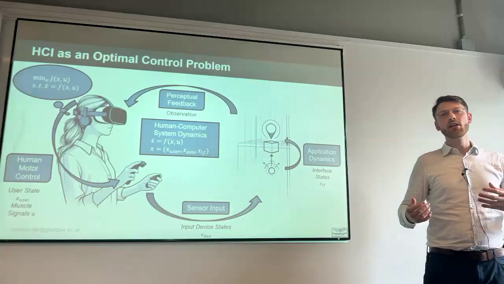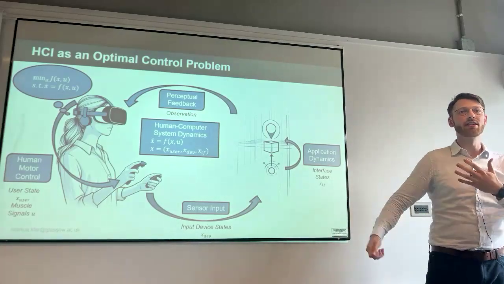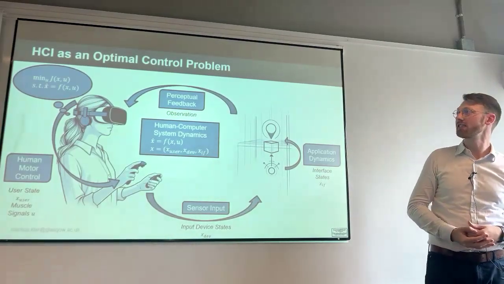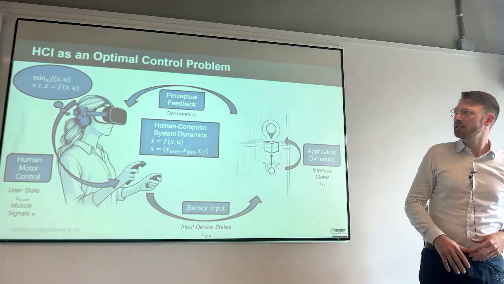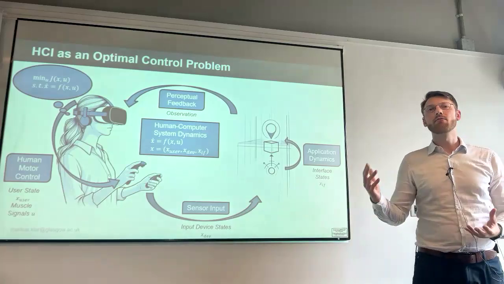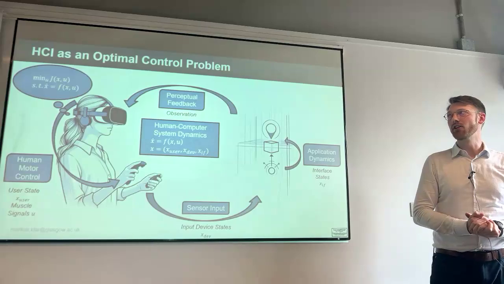So this could be, for example, that you can't move your arm in another way than your body allows, and also the cursor may not leave the screen. So we have two things that we have to look at: to model the system, and then to find a cost function and solve the optimal control problem.